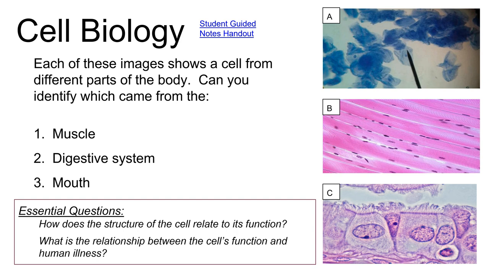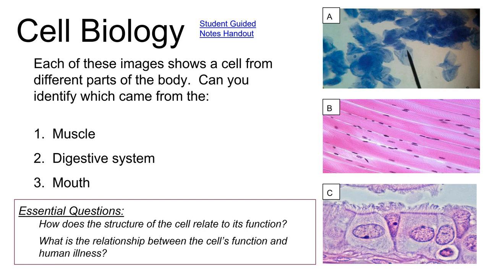Each of these images shows a cell from a different part of the body. Can you identify which came from which? Which one is the muscle cell? Which one is a digestive system cell? And which one is a cell that comes out of your mouth, which is actually a cheek cell? Do you know?